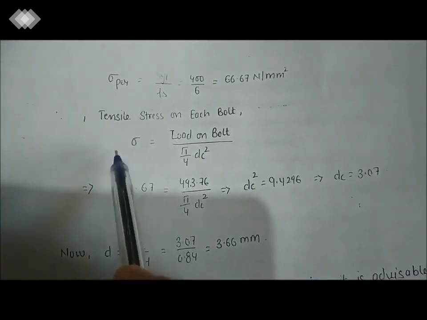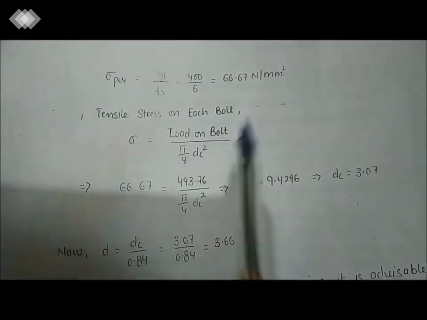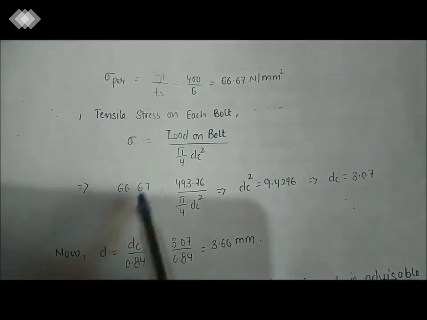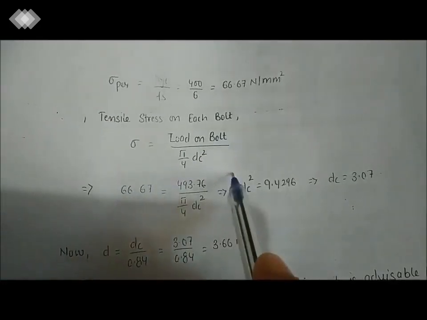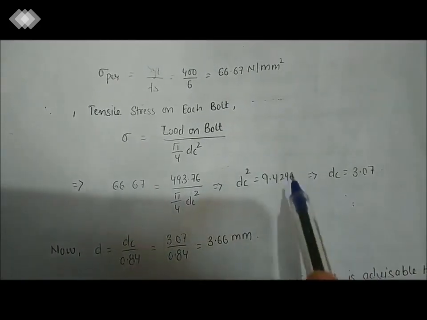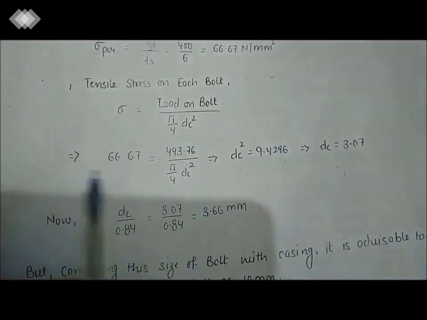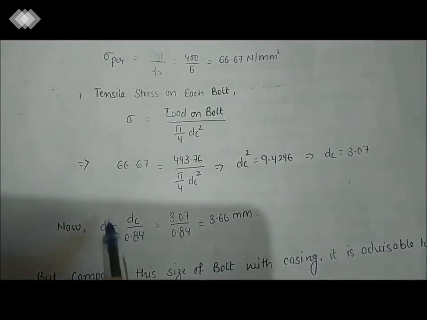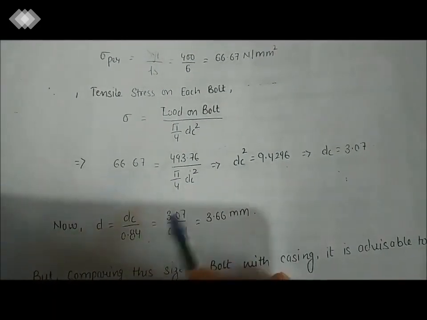So sigma is equal to load on the bolt divided by pi by 4 dc square. So sigma, we have calculated load on each bolt. We have this pi by 4 dc square. So dc square is equal to 9 point something. So dc is equal to 3.07. So we know that d is equal to dc by 0.8 or 0.84.